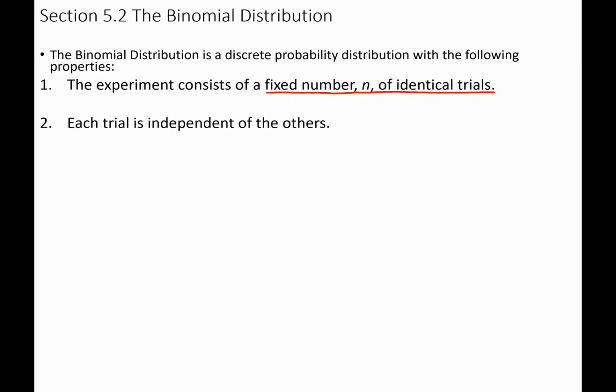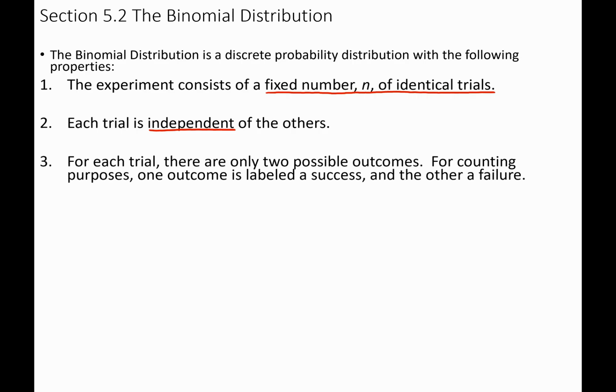Each trial is independent of the others. So each outcome, each trial does not affect the other trials. So that means everything is going to need to be done with replacement. Everything needs to be done with replacement on that if we are selecting things.